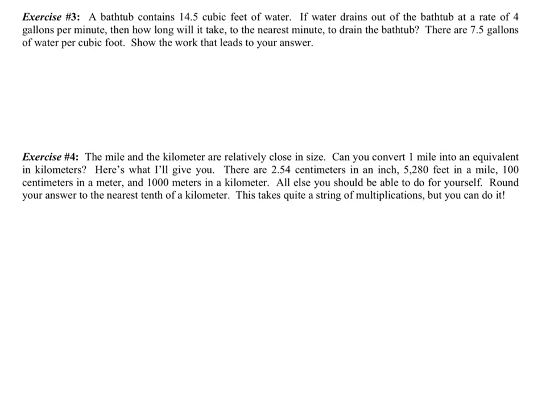A bathtub contains 14.5 cubic feet of water. If the water drains out of the bathtub at a rate of 4 gallons per minute, then how long will it take, to the nearest minute, to drain the bathtub? There are 7.5 gallons of water per cubic foot. Show the work that leads to the gallons. So we start with 14.5 cubic feet, and we're going to multiply that by 7.5 gallons over 1 cubic foot.